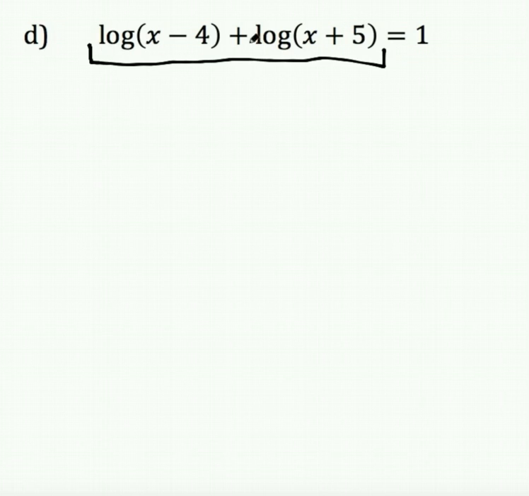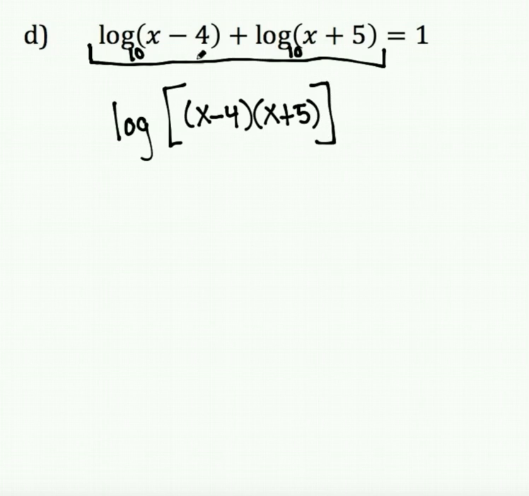I have two logs with the same base. They're both base 10, and they have addition between them. Addition between them means we're going to combine them using multiplication. So I'm going to rewrite this as log of x minus 4 times x plus 5. Again, I'm combining them. Since there's addition between, I know that these two pieces are being multiplied, is equal to 1.